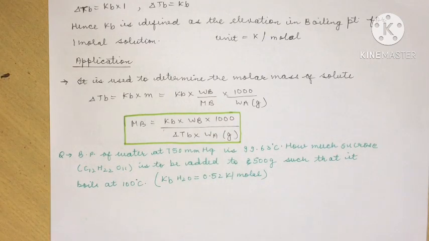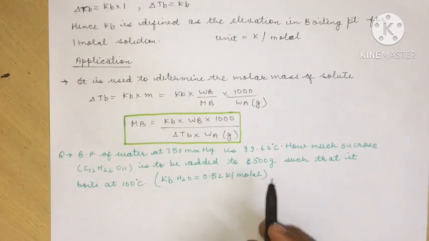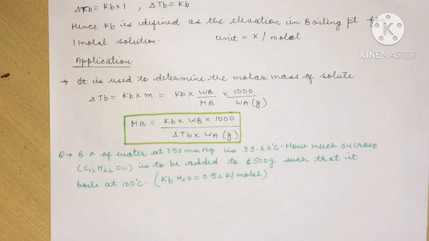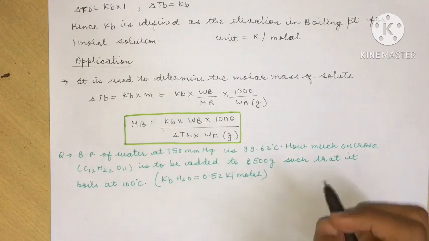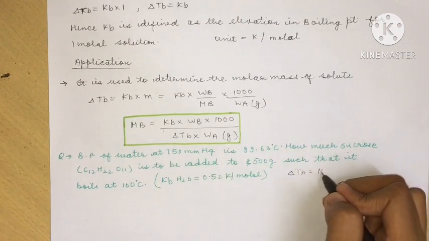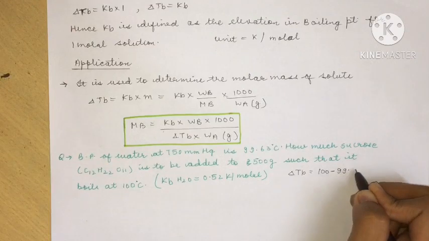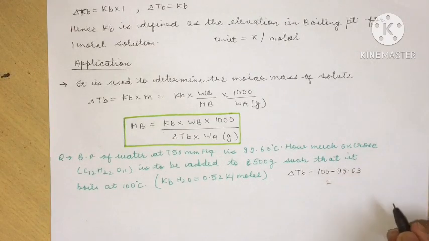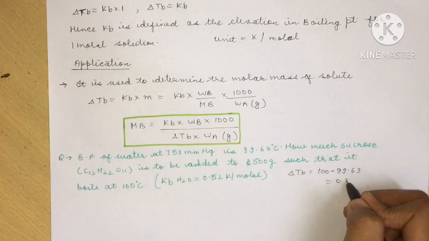Let us see one question. The question says the boiling point of water at 750 mm Hg is 99.63 degrees Celsius. So this is at this pressure. How much sucrose is to be added to 500 gram of water such that it boils at 100 degrees Celsius? So the boiling point is elevated. And what is delta Tb? Delta Tb is the subtraction of these two, that is 100 minus 99.63. Solving it, we get 0.37.